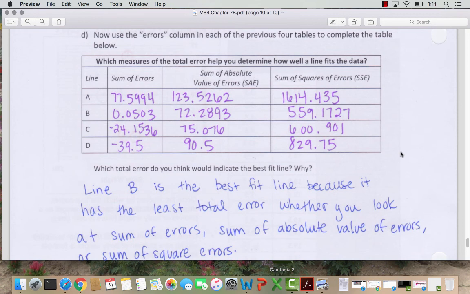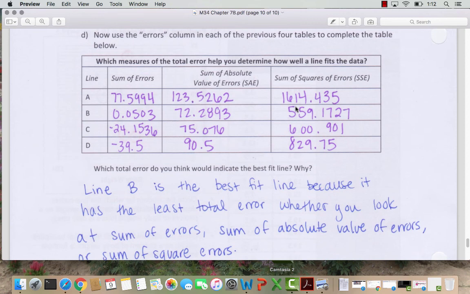So all three different measures of total error are valid ways to analyze errors to see which line has the least error. So here, which line has the least error? Well, if we look at line B, it has the least sum of errors, it has the least sum of absolute value of errors, and it has the least sum of squares of errors. So line B overall is the best fit no matter which error method we're using to analyze the total error.